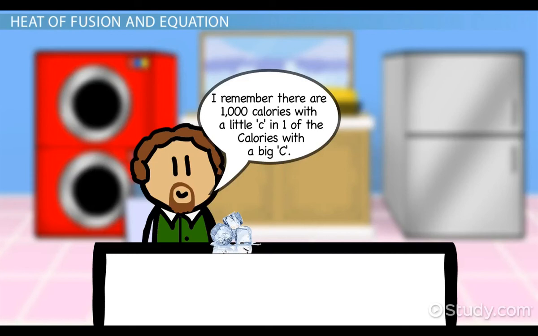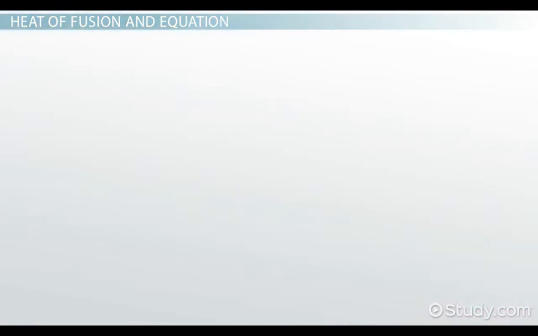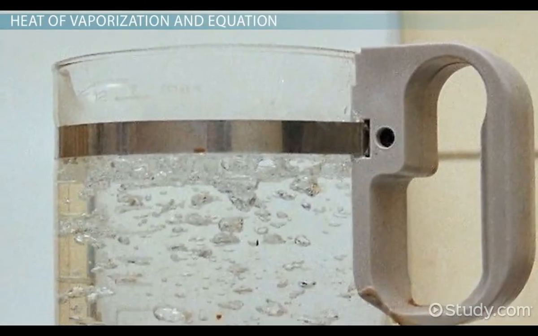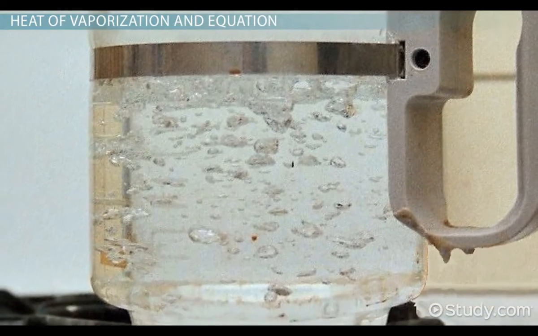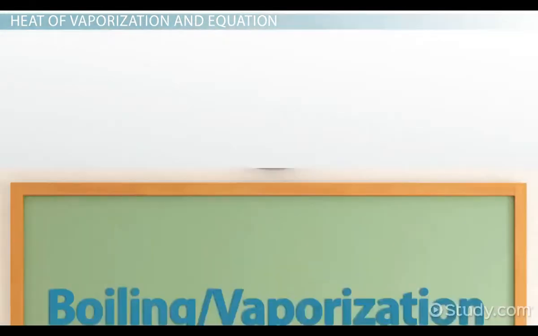Remember, there are 1,000 calories with a little c in one of the calories with a big C that we're familiar with from food labels. Just when you thought your ice melting party couldn't get any more exciting, let's boil some water. But let's get a couple of new vocabulary words out of the way first.